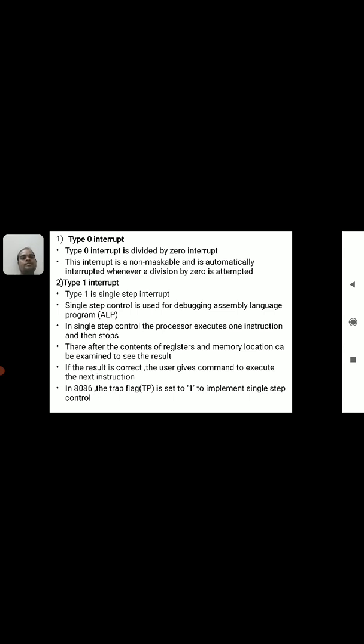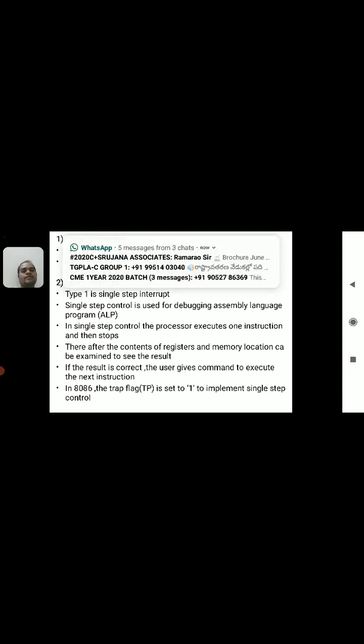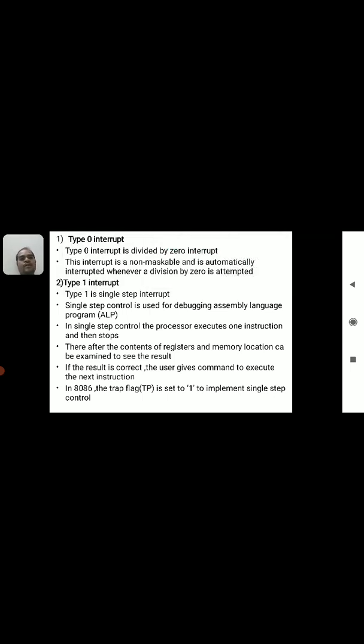It is not possible when the trap flag is equal to 0. The trap flag should be set to 1 to execute the program in single step mode. After every instruction, the contents of the registers and memory locations can be examined to see the result, so we can check for errors. If the result is correct, the user gives the command to execute the next instruction, and control is transferred to the next instruction.